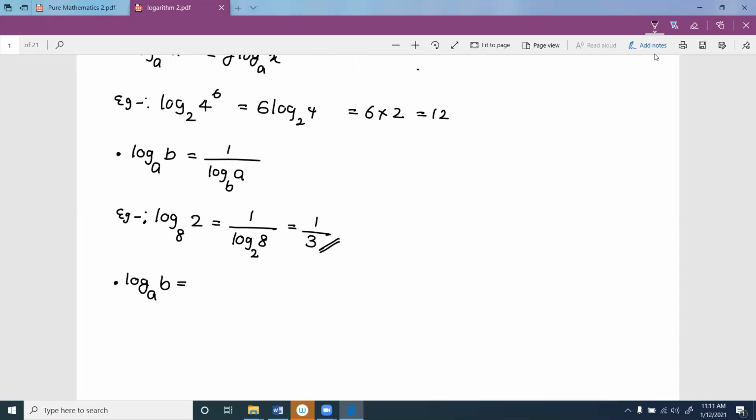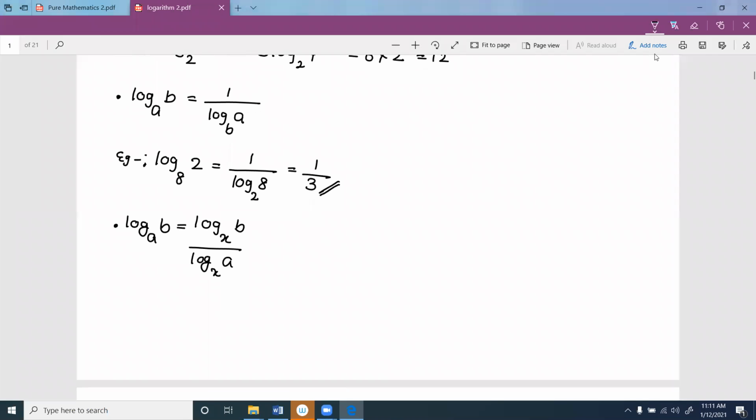That is, you can write log_a b using the third rule, the change of base. You can write this as log_x b, with b at the top, divided by log_x a at the bottom, right? Now from an example, let's try to understand how to get these figures.